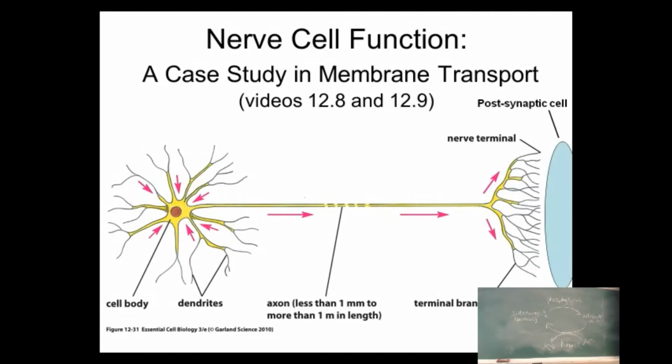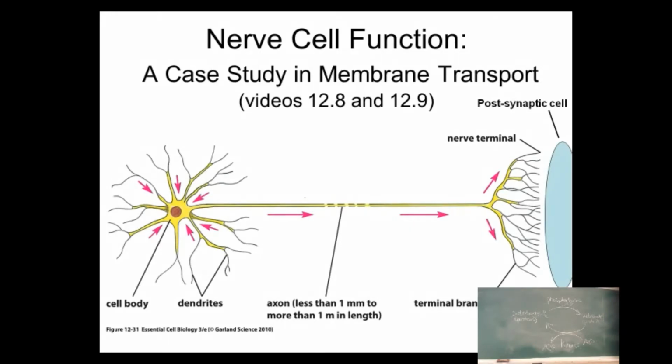Nerves have a cell body with lots of dendrites that stick out near the cell body, and this is where the nucleus is found. And then they send an axon, which could be very short or it could be very long. For example, your sciatic nerve has a very long axon that goes down your leg.